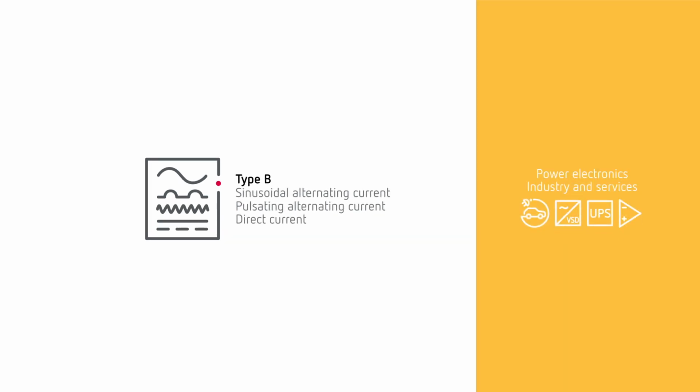Type B protection adds to types A and AC by protecting against continuous current leakage, thus offering the most complete and secure protection. This protection is essential in industry and services where we can find a large number of loads that use power electronics, such as variable speed drives, UPS, charging points, etc.